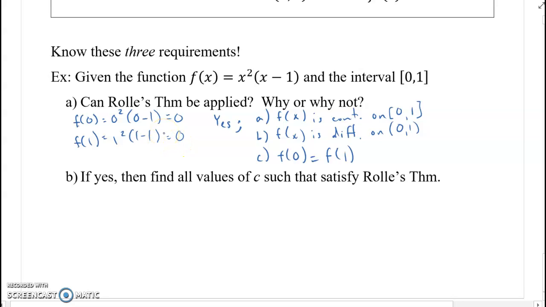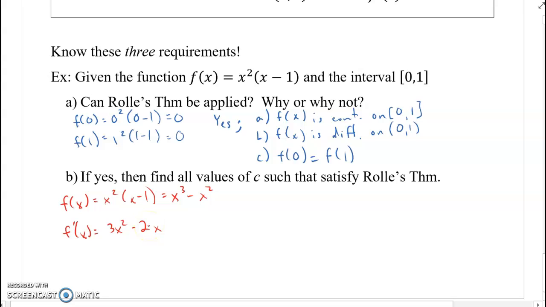So because of yes, we're going to find all values of c that satisfy Rolle's theorem. In other words, find all values of c where the AROC equals the IROC. All right, so we know that f of x equals x squared times x minus 1. I don't really feel like doing the product rule, so let's distribute and get x cubed minus x squared. That's going to give us an f prime of x value of 3x squared minus 2x.